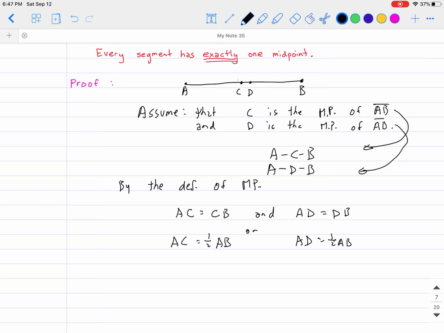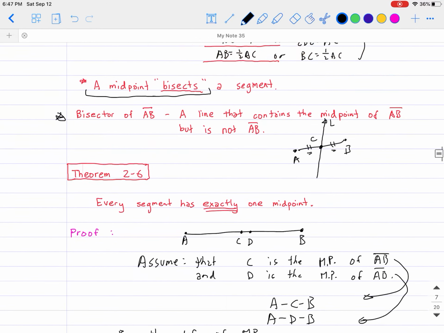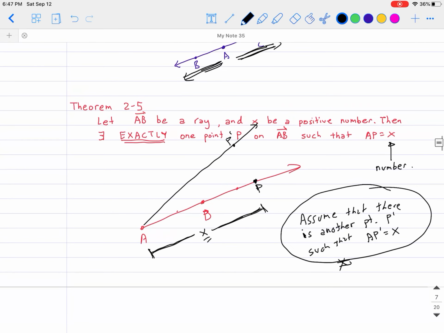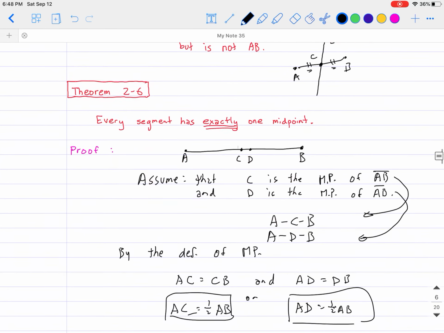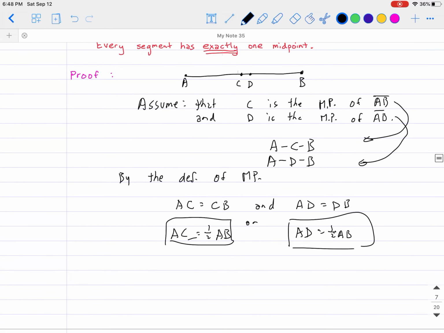Because if you think back to the point plotting theorem, in order for this equation to be true, the point plotting theorem says that I can only assign one single point to each value. What I'm referring to is theorem 2.5 that we just talked about. Let AB be a ray and X be a positive number. Then there is exactly one point P such that AP is equal to X.